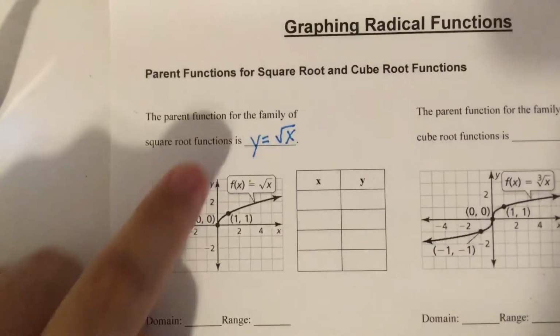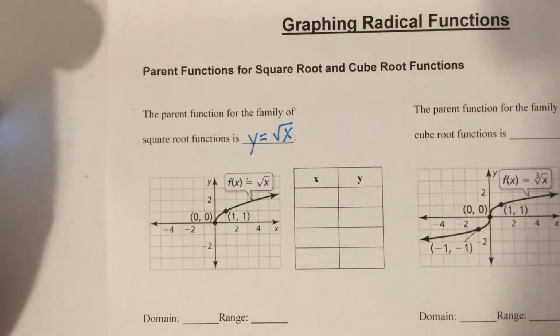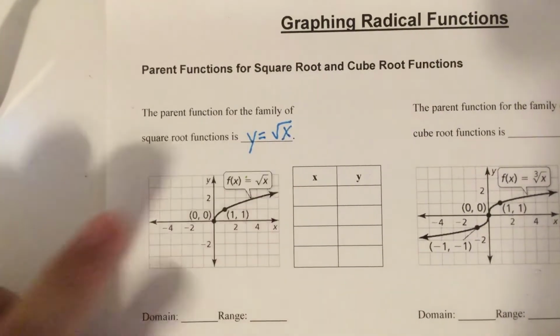So this is real simple. Basically, you're taking the square root of whatever your x values are and you're finding your output, your y values. So here you'll see the parent function's already graphed.